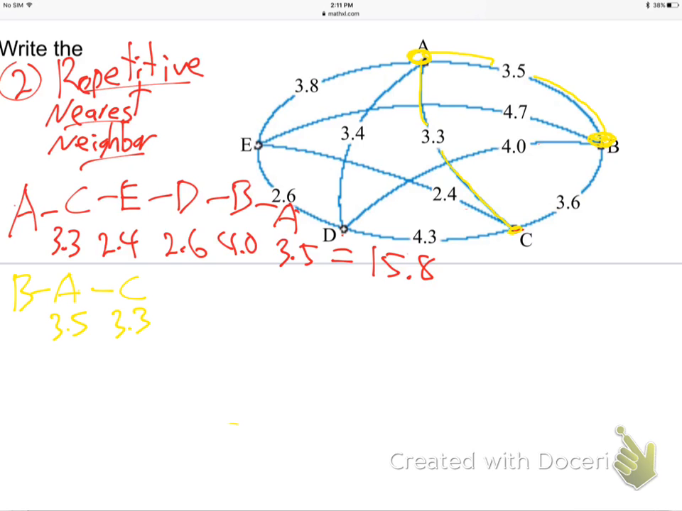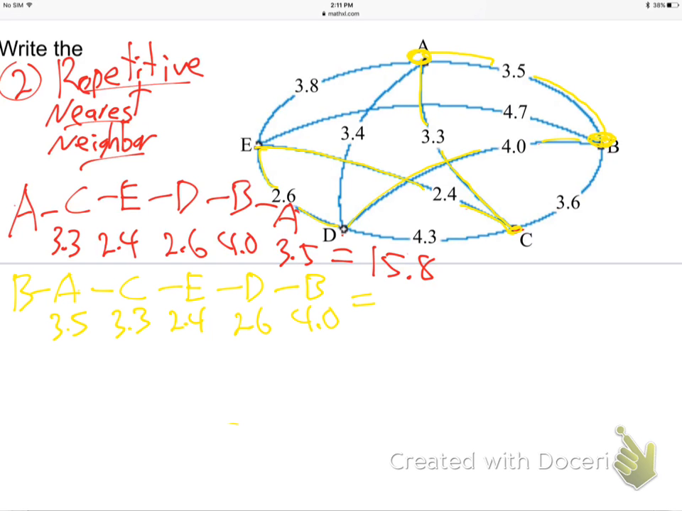From C, we've either got E or D. We only have 2 cities left. Oh, E by far, huh? E is the 2.4. And then we've only got 1 city left. Don't waste any time. You've got to go to that city, D, 2.6. And then you've got to go home back to B. At least on this one we started at B, back to B, which is a 4.0 trip. Well, that looks pretty cheap.